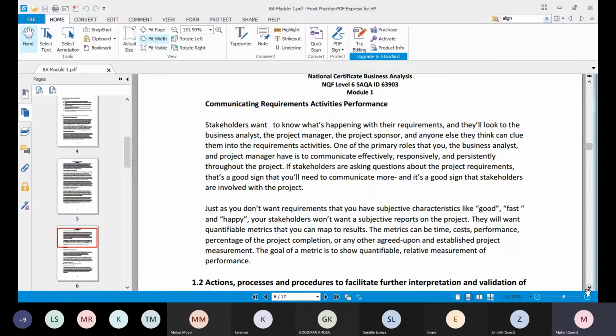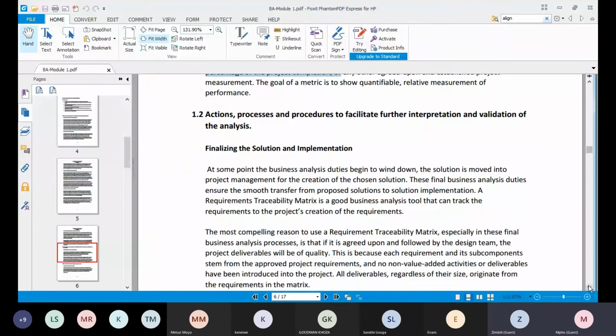You can use quantifiable metrics like your costs, your performance, and how far you are with the project. You can use percentages, and that's pretty much it. Any questions so far? Okay, I'm going to continue.